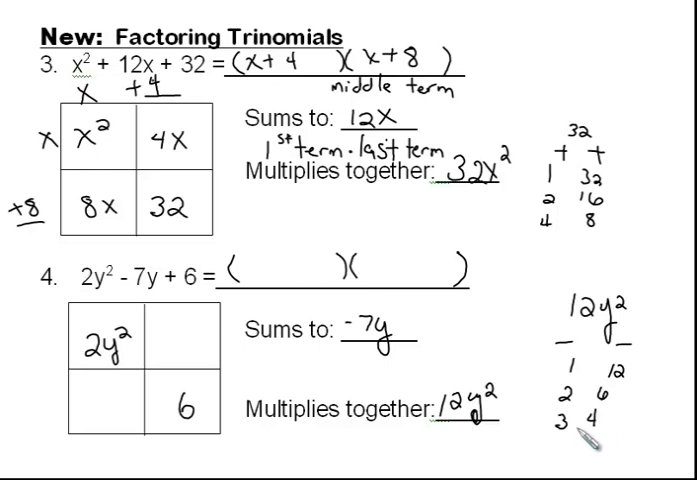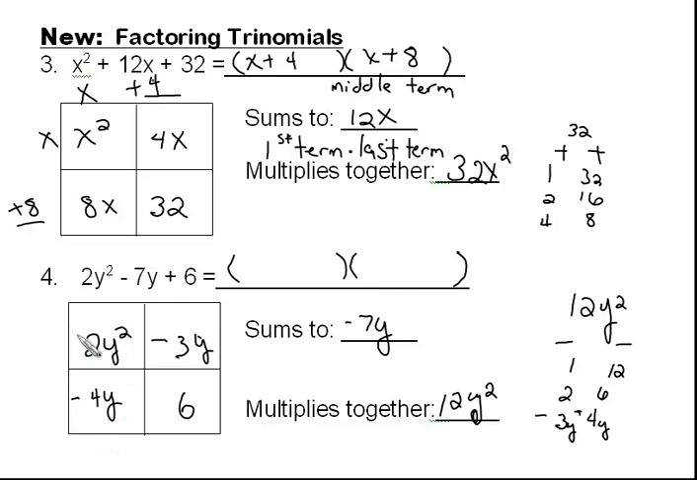3 times 4 multiplies to be 12. And if it's a negative 3 and a negative 4, and of course we have to have the y on there, that would add to be negative 7y and multiply to be positive 12y squared. So in these boxes you put negative 3y and you put a negative 4y. Okay. And then we figure out our factors.